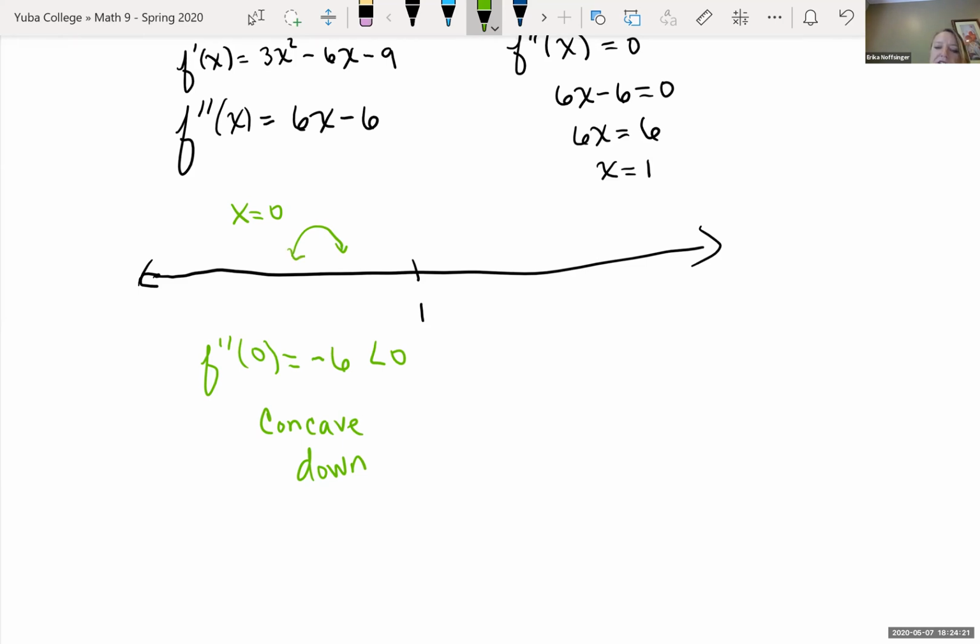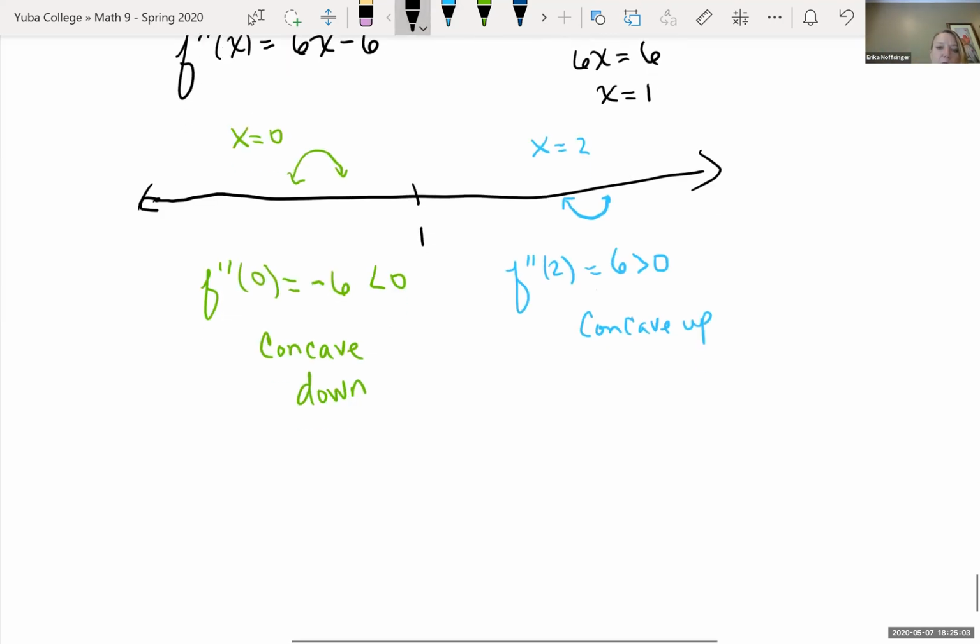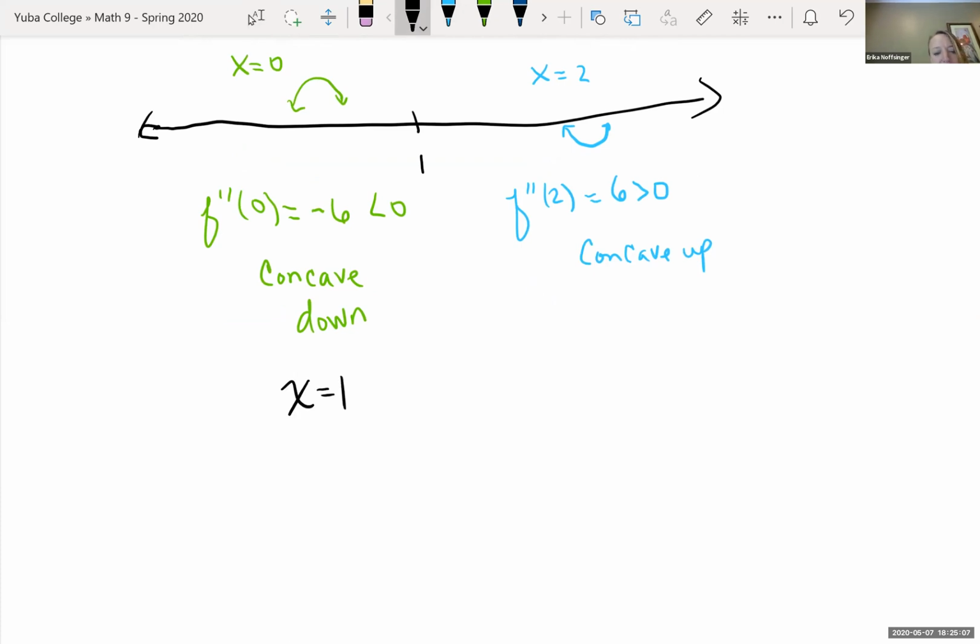Okay. So now choose a number to the right of 1. So if we choose 2 and we plug it back into the second derivative, I get 6 times 2 is 12. 12 minus 6 is 6. And so that number is bigger than 0. So this is concave up. And so we have an inflection point if it's changing concavity, and it is changing concavity on each side of that x equals 1. So x equals 1 is where an inflection point occurs. And so we need to figure out what that y value is.